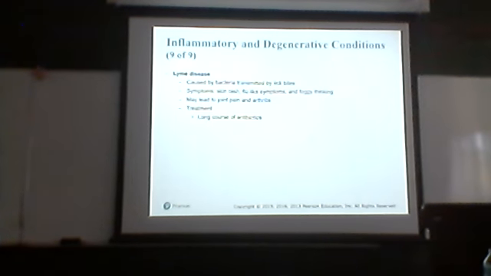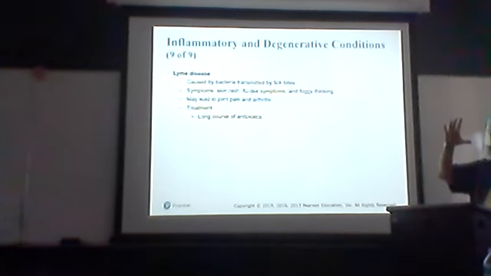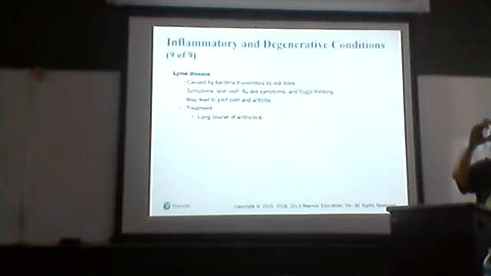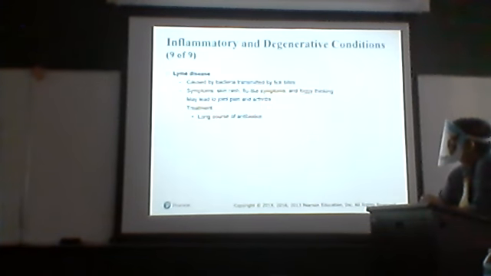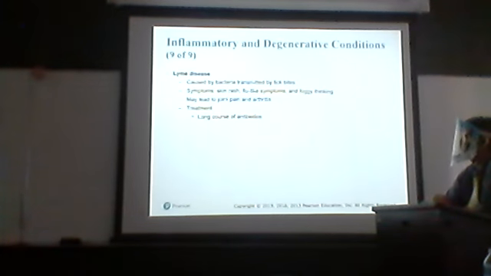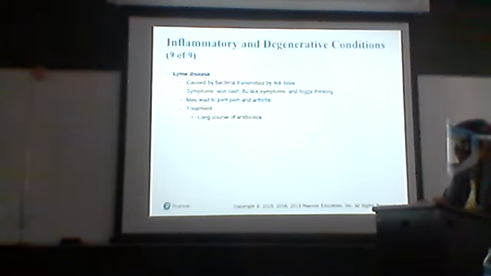Lyme disease. Tick bite? All right. If you get this, it tends to have a bullseye-looking rash, where it's red and then not as red, and red and not as red. When you have that rash, you also get symptoms like trouble thinking. It could make your joints hurt, your arthritis. To treat it, you're just going to have to take antibiotics for a long time.